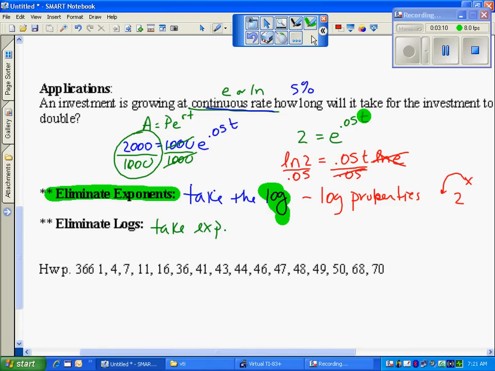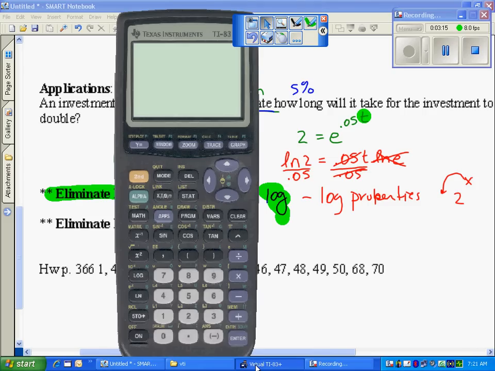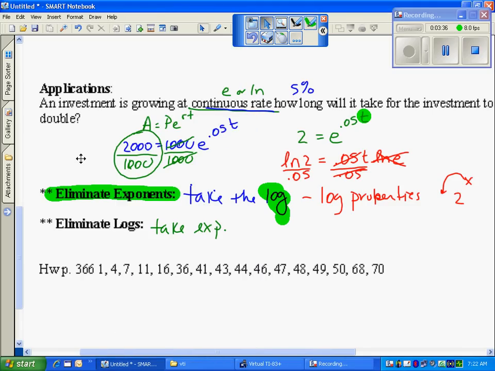And now in my calculator, I plug in natural log of 2. So again, you've got to find that on your calculator, natural log of 2, which is next to the 4. I need to close that up, and then I need to divide by the rate, which is 0.05, and it looks like it's going to take about 13.86 years. So approximately 13.86. You'll have to do some problems such as this. Remember, when you want to get rid of exponents, go logging. When you get rid of logs, you want to exponentiate.